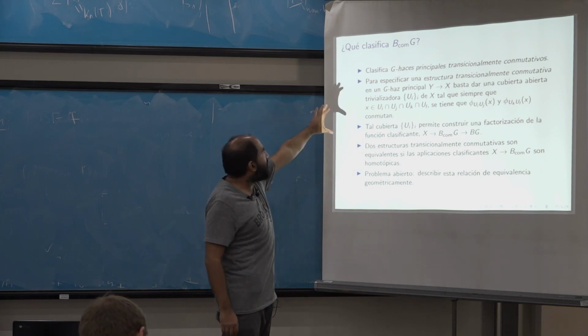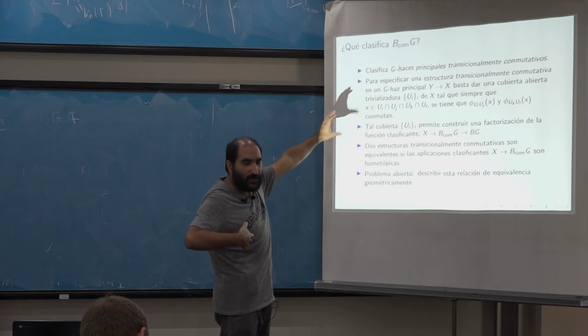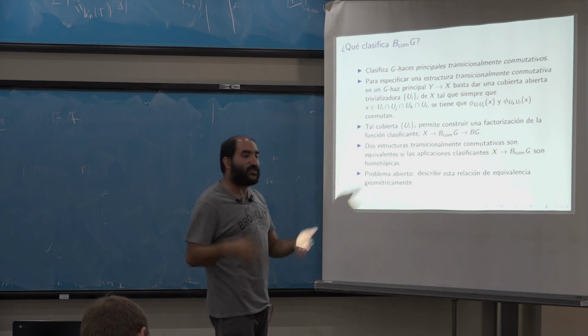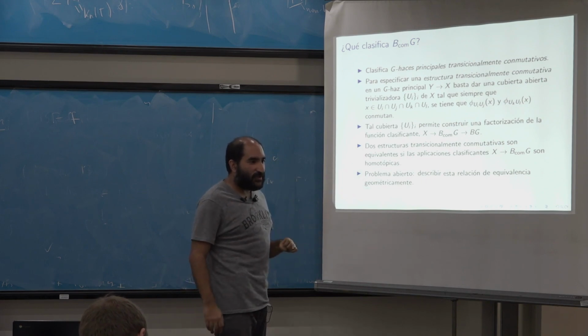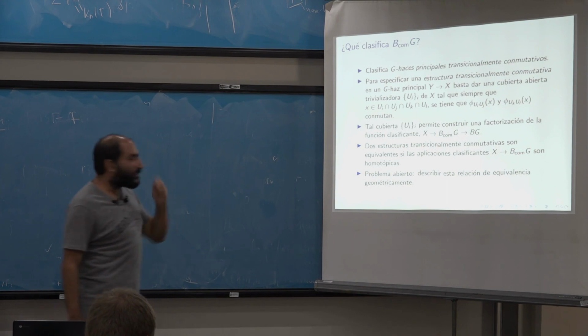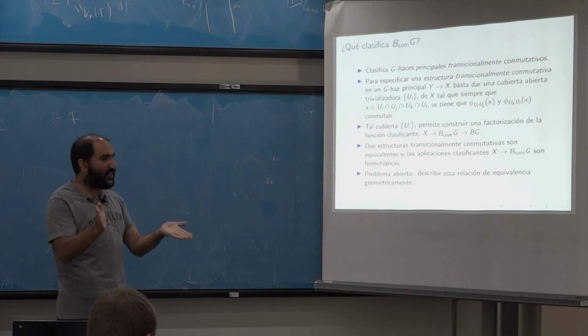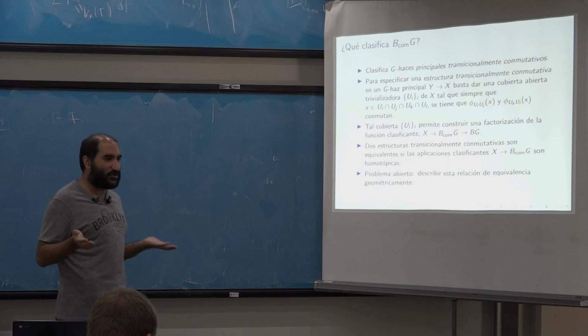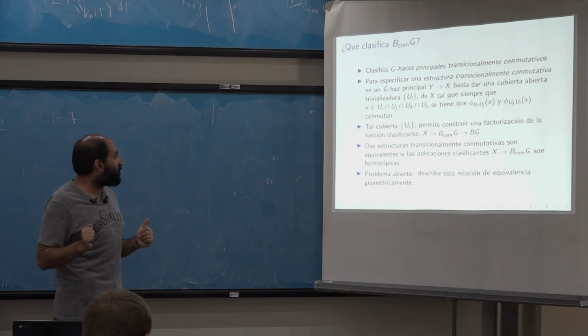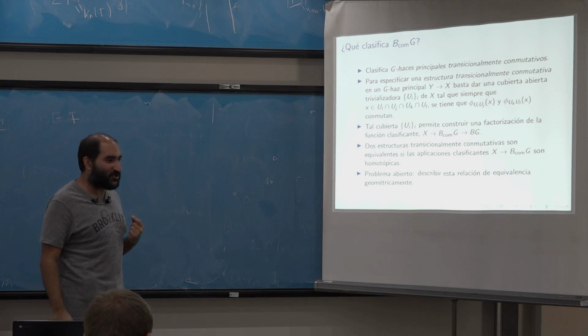Okay? So we'll say that this data, a cover for which the transition functions pairwise commute, specifies a transitionally commutative principal G bundle, which should have a shorter name. But then I still need to tell you when two such pieces of data specify the same transitionally commutative principal G bundle, and there we sort of give up and say, well, they specify the same one if the classifying maps are homotopic.